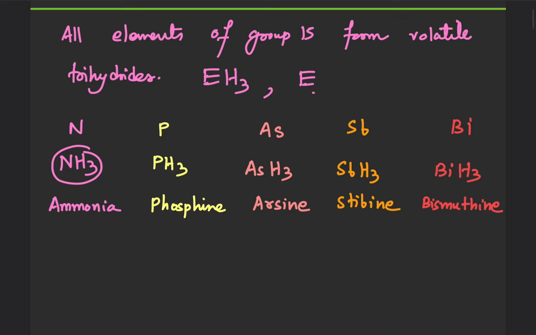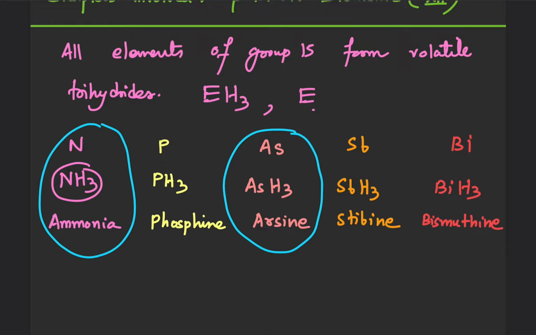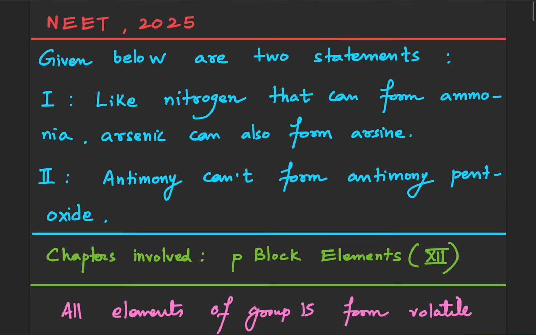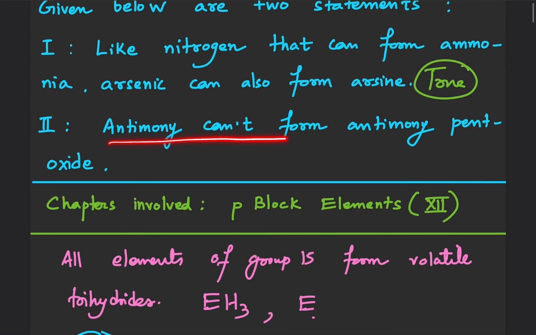Okay, so therefore, yes, arsenic does form AsH3, that is arsine. So therefore, statement 1 is correct. Arsenic does form arsine like nitrogen forms ammonia. So statement 1 is correct or true. Okay, now coming to statement 2, antimony can't form antimony pentoxide.